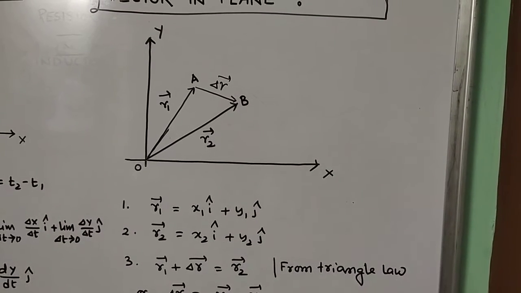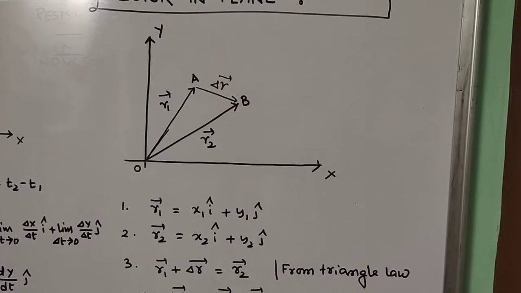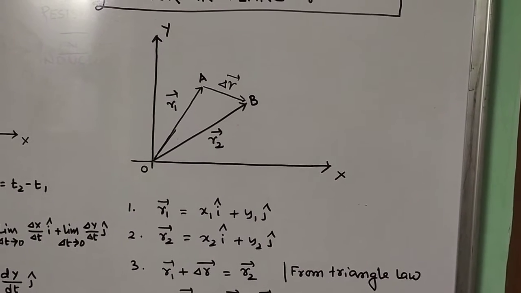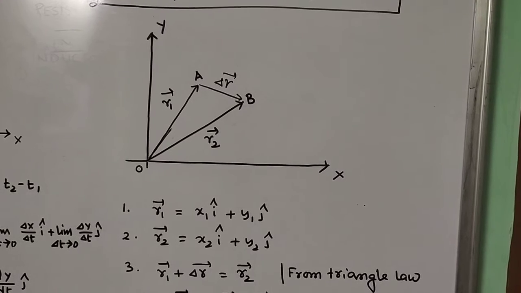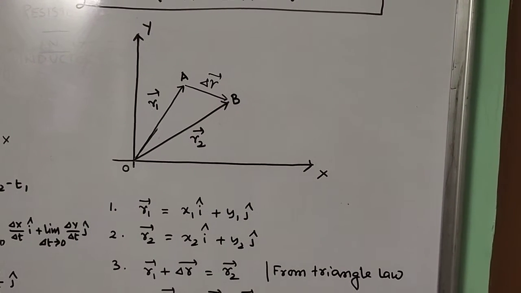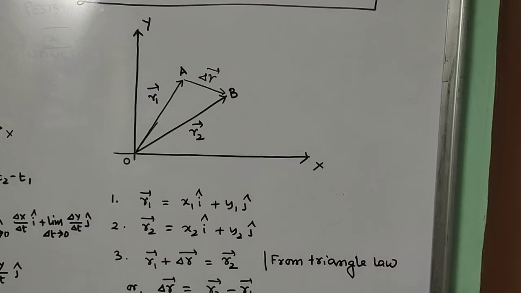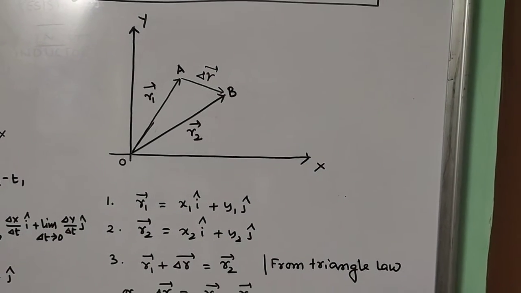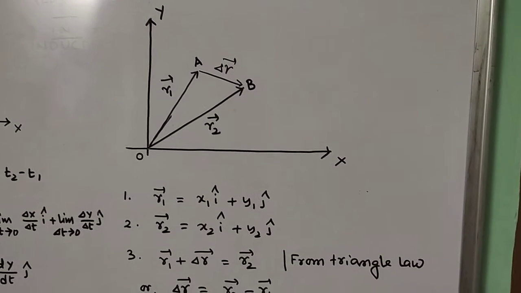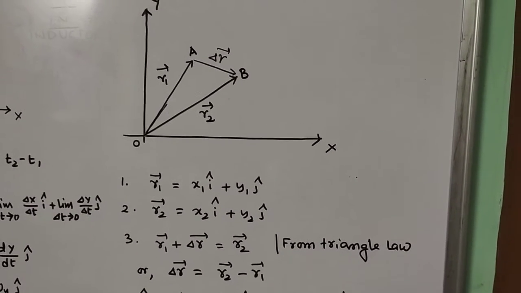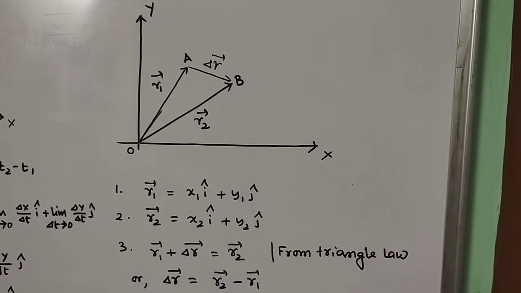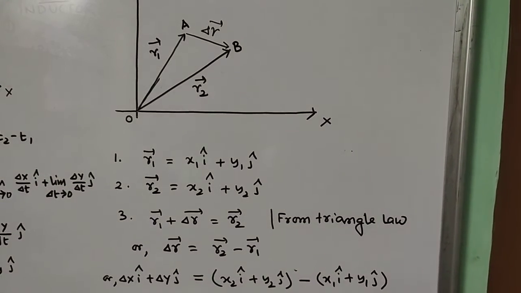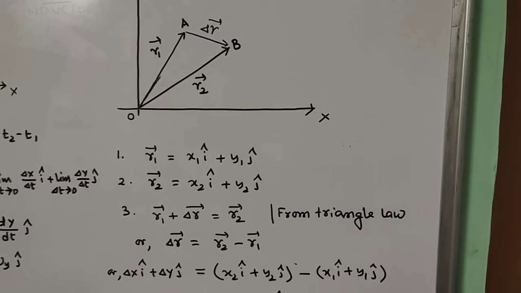Now if you have to apply triangle law in this figure, r1 vector and delta r vector are in continuous direction, but r2 vector is in the opposite direction. Opposite direction in the sense that it is not in continuous direction. So you can apply triangle law, and what the triangle law says is that the sum of two vectors which are in continuous direction should be equal to the third vector which is in the opposite direction. So r1 vector plus delta r vector equals r2 vector. Delta r vector is nothing but the change in position, you can say. So delta r vector equals r2 vector minus r1 vector.